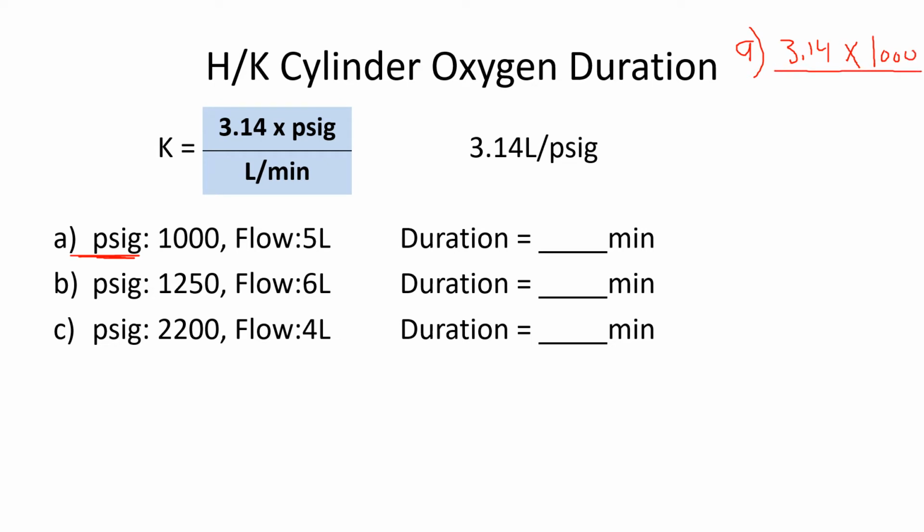So here we are delivering 5 liters per minute. So 3.4 liters per pound per square inch gauge, so that's our conversion factor, gives us about 3,140 divided by 5. What does that give you? 628. How many minutes? 628 minutes. So you can round to the nearest minute.